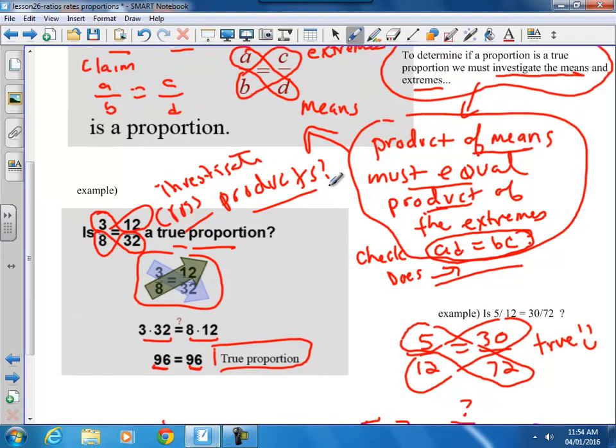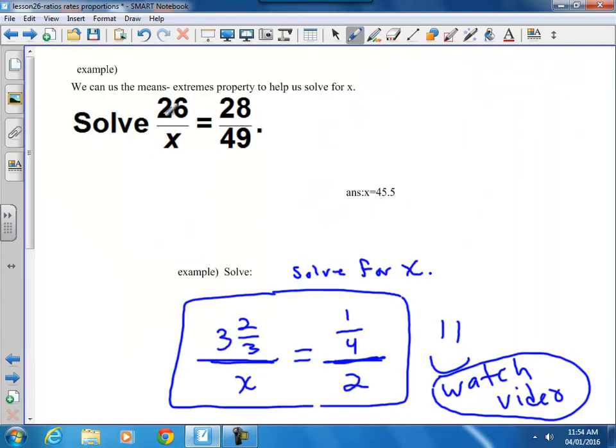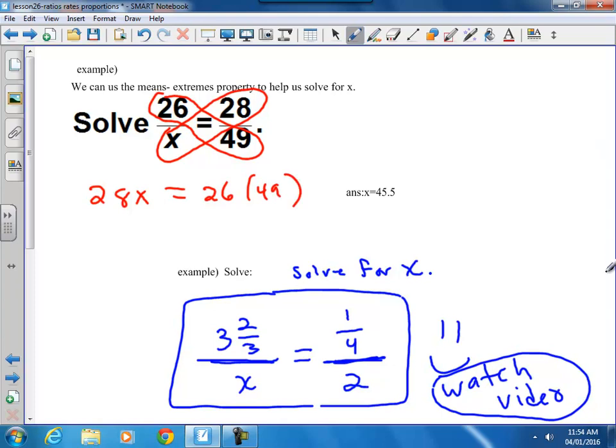Okay. Let's try the next one. We can always use this means extremes, or this cross products property, to help us solve for x. So now that we know that the means has to equal the extremes, we know that 28x then must equal whatever 26 times 49 is. Now, I know this is a no calculator course, but I'm going to go in faith that you know how to multiply 26 times 49.